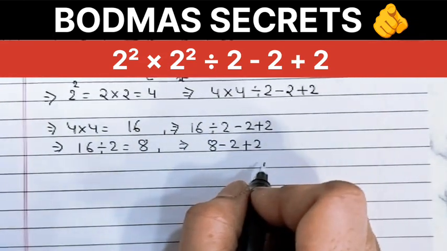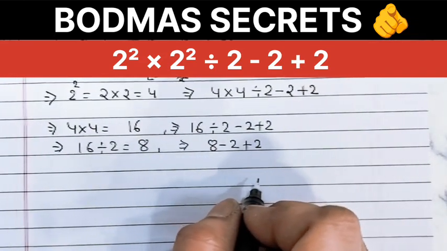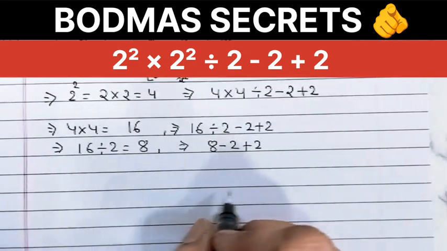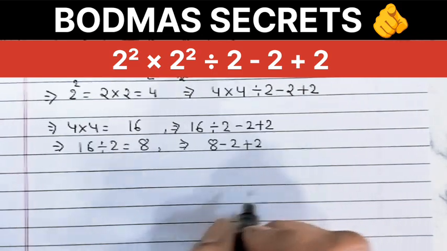Now according to this step 2, division and multiplication hold the same level of priority. Therefore you must solve them in the order they appear from left to right to ensure accuracy.